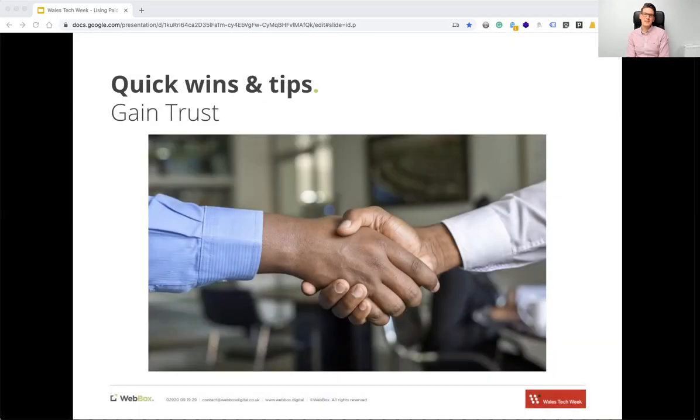Okay, final section of this webinar as we come towards the end. So I'm going to just go through a few quick wins and tips. So if you're already running a pay-per-click campaign, hopefully these are things which you can start to implement within it, literally as of today. So use trust factors, okay? Gain trust in your advert copy. Speak your customer's language. Don't be too salesy or use slang. Make sure your brand is trusted, and do that by building a relationship.